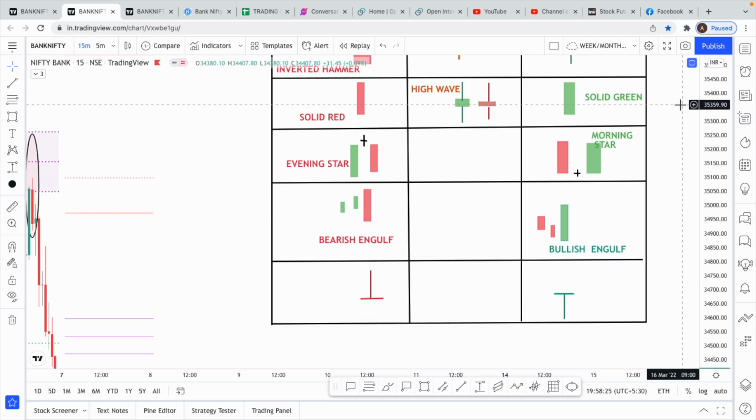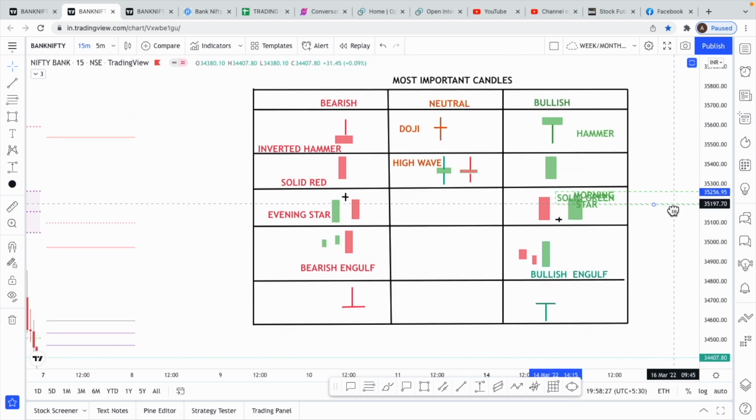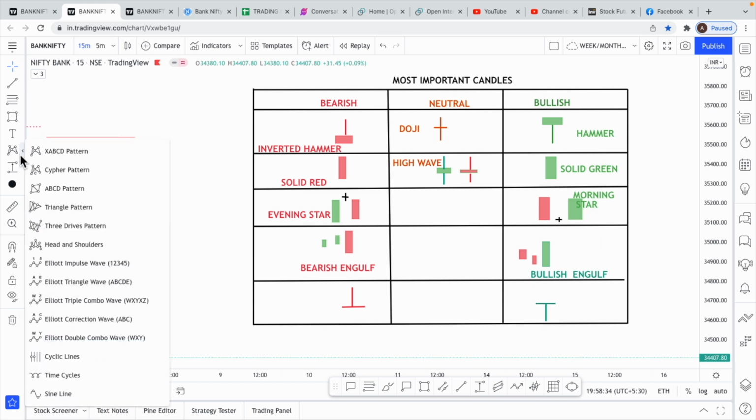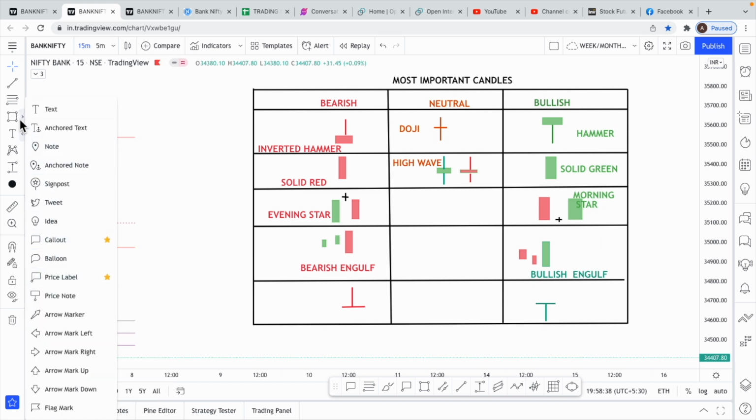Now what do these candlestick patterns indicate? We saw the different types of candlestick patterns. Now what do they indicate? That is the most important thing. What can we make out of it?